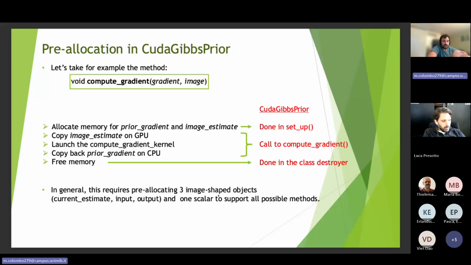To be general, since we need to use different kinds of methods, at the end of the day, we need 3 image-shaped objects: the current estimate, the input, and the output. These need to be allocated. And 1 scalar to support all possible methods, because we need a scalar, for example, to compute the value, since we need somewhere to store the final summation of the value. If you think, for example, about the computation of the Hessian times input, what do we need for such a method? We need the current image estimate, then we need an input image, and we need somewhere to store the output. So those are 3 images, basically. This is done in a general way in CUDA Gibbs prior. Basically, we pre-allocate 3 image-shaped objects and 1 scalar output, so that we do this once and for all and not inside each method.